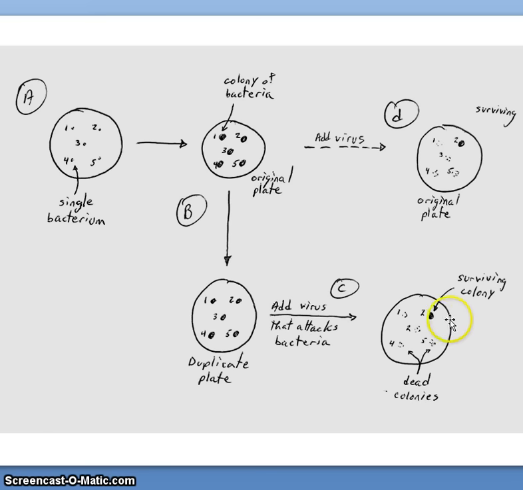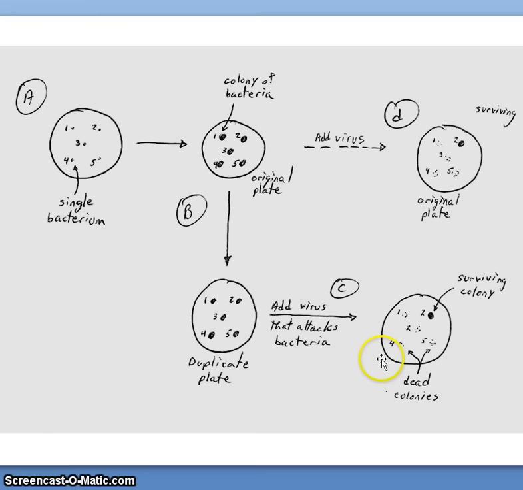So the question here, critically, was, did the virus itself cause colony number 2 to become resistant to the virus? Or was colony number 2 already resistant to the virus before they even added the virus? Those are the 2 possibilities. That's what's at issue here. Can the new environment cause useful adaptations to occur? Or is the environment simply selecting useful traits from populations that already had differences in traits?